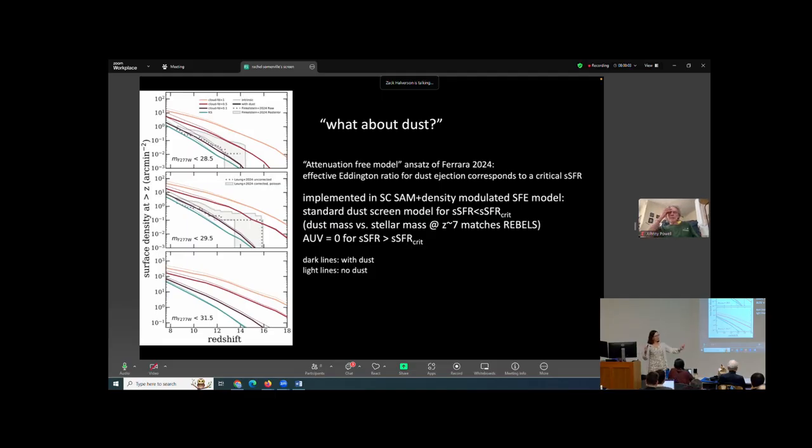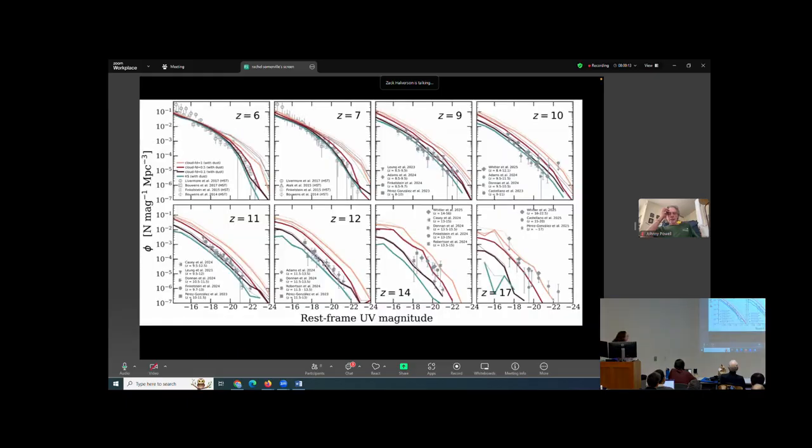So we basically took Andrea's model out of the box and implemented it in our semi-analytic models. And it's very hard to see in this plot, so I'm going to go to the next plot. Here the lighter lines are the same models you saw before without dust, and the darker lines are the models with this dust modeling.